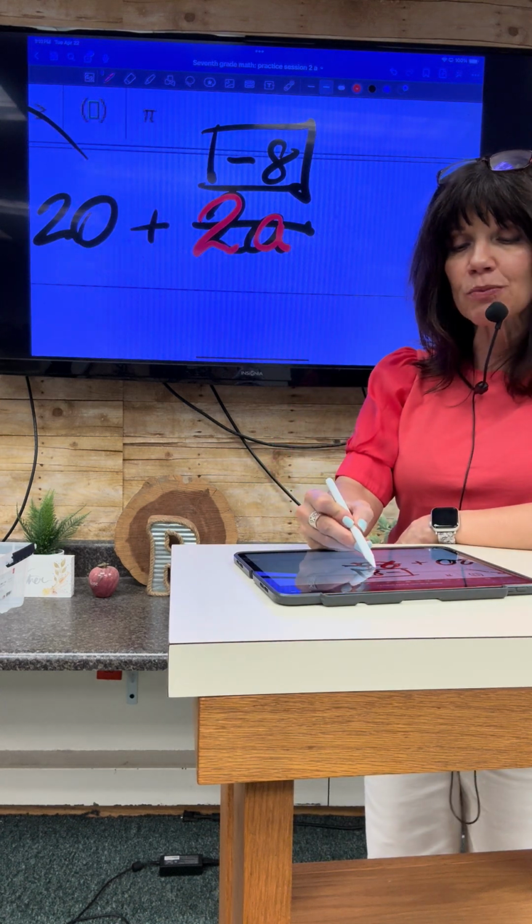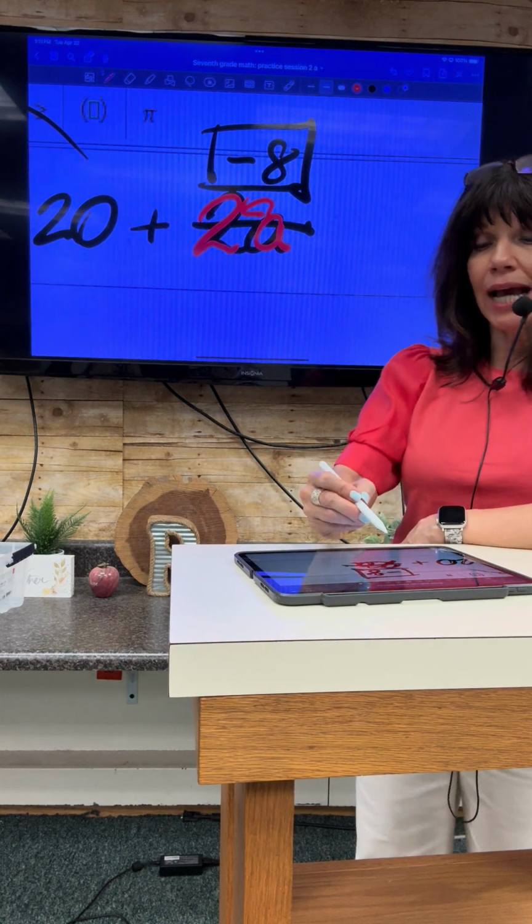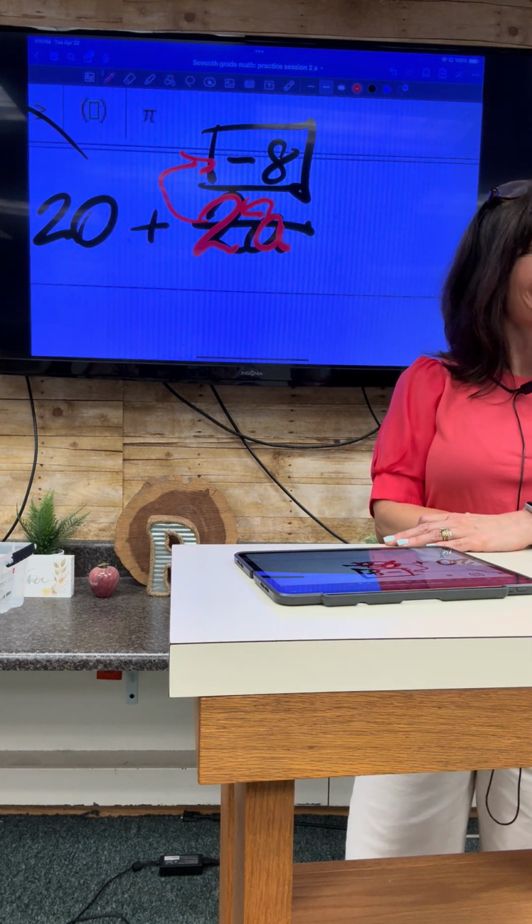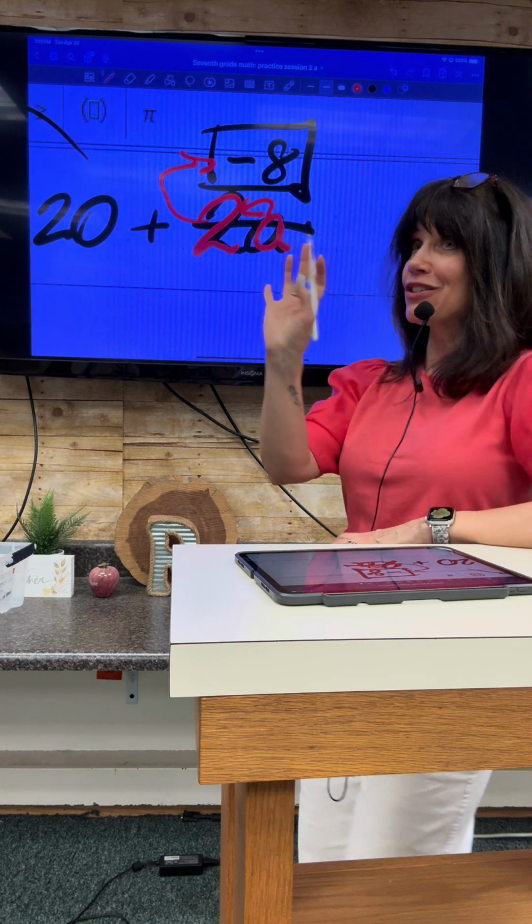Now I invite you to remind yourself that we are finding the value of a, and that since a gets multiplied by 2, and we want it to equal negative 8, how do we find it? Please don't say the answer.